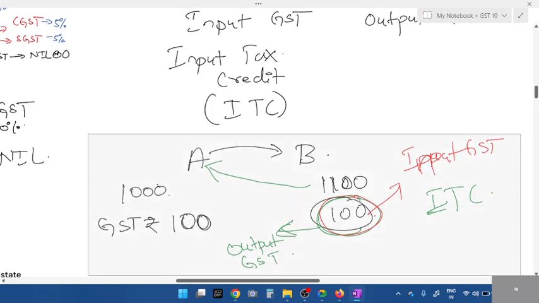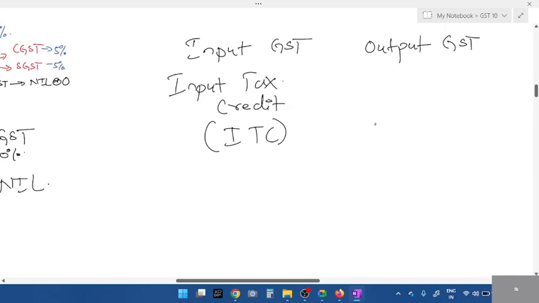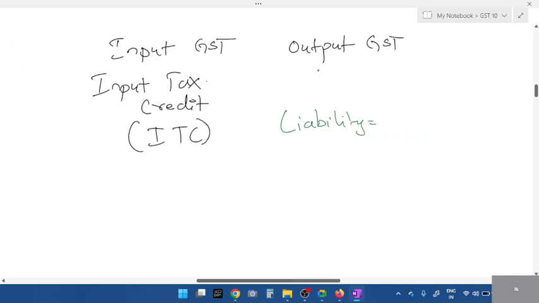Fine. Input and output GST. That's it. Now, liability. See, there is a difference, students. Input is different, output tax is different. Liability is different. Liability is output minus input.